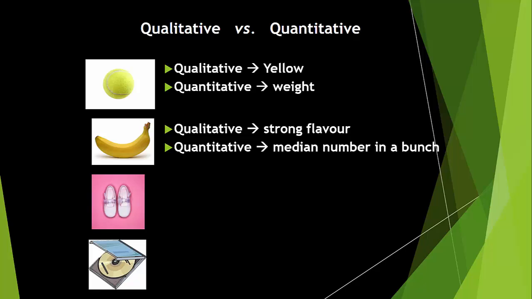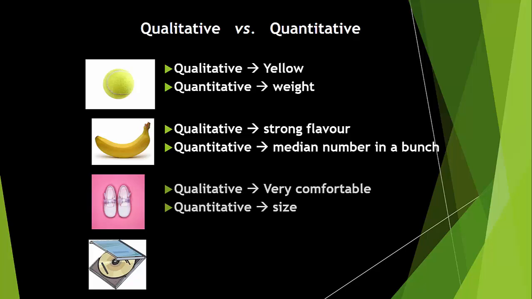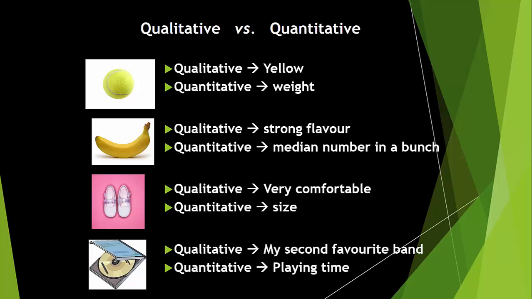I've used the word median here, which is one of the averages that we can measure. For the shoes, qualitative might be their level of comfort, whereas quantitative might be their size. And for the CD, a qualitative might be where I place this particular band in terms of my favourites. Quantitative might be the playing time.